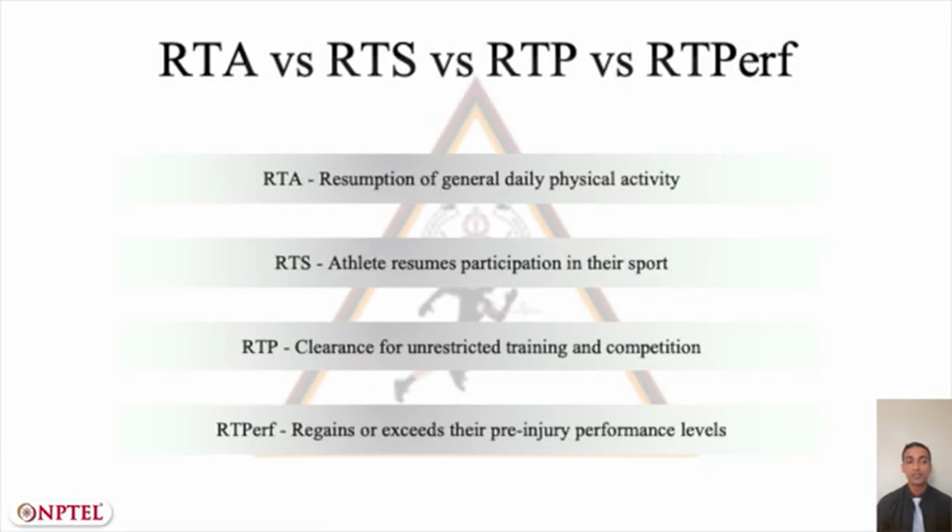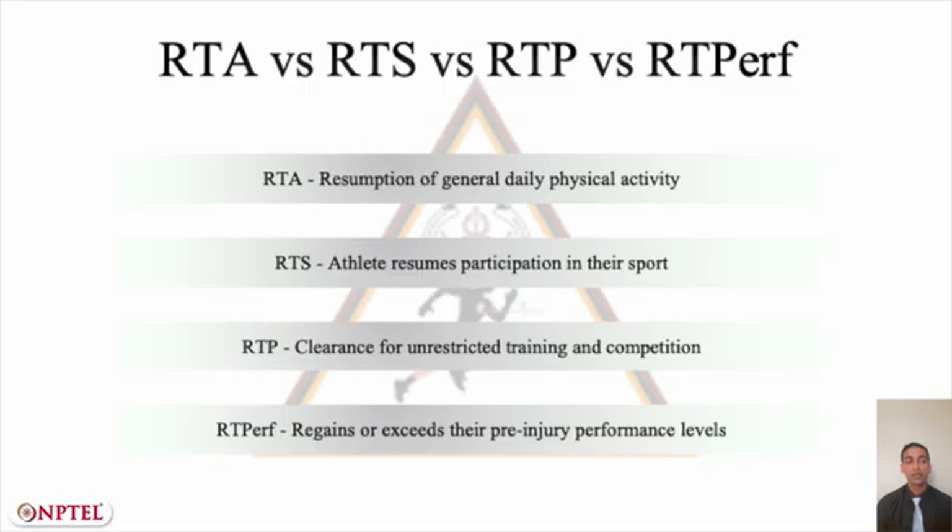Coming to RTP, which is return to play, it is the clearance for unrestricted training and competition at the pre-injury participation level. RTP implies the athlete has met clinical, functional, and psychological criteria to resume full competitive participation. It represents the endpoint of medical clearance. This stage carries the highest risk of re-injury if criteria for return to sport are not rigorously applied.